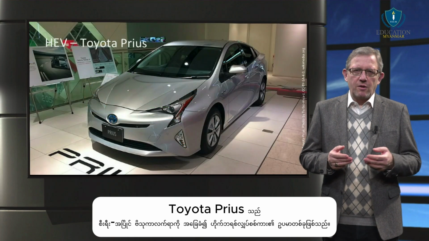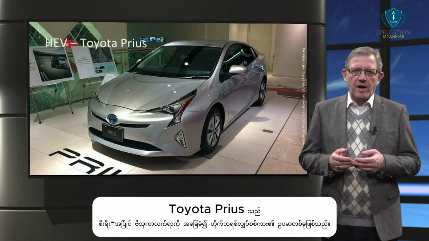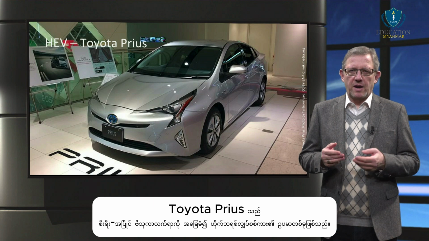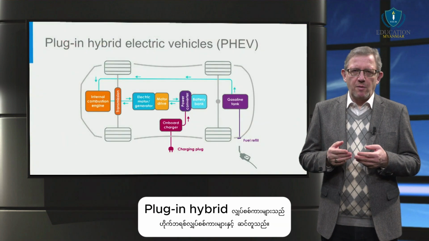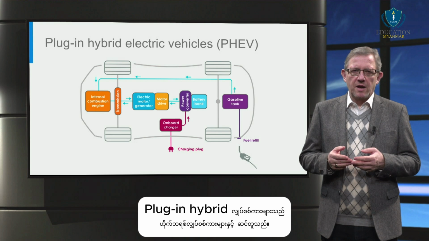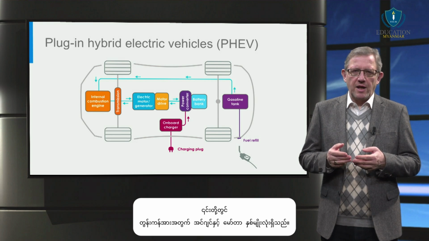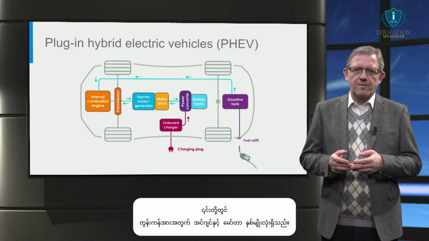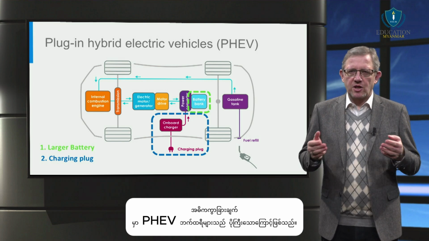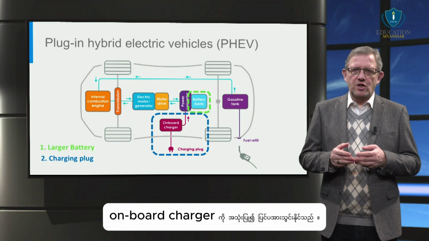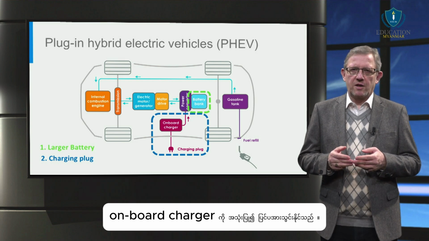The Toyota Prius is an example of a hybrid electric vehicle based on the series parallel architecture. Plug-in hybrid electric vehicles are similar to hybrid electric vehicles in that they have both an engine and motor for propulsion. The main difference lies in the fact that plug-in hybrid electric vehicle batteries are larger and can be externally charged using the onboard charger.